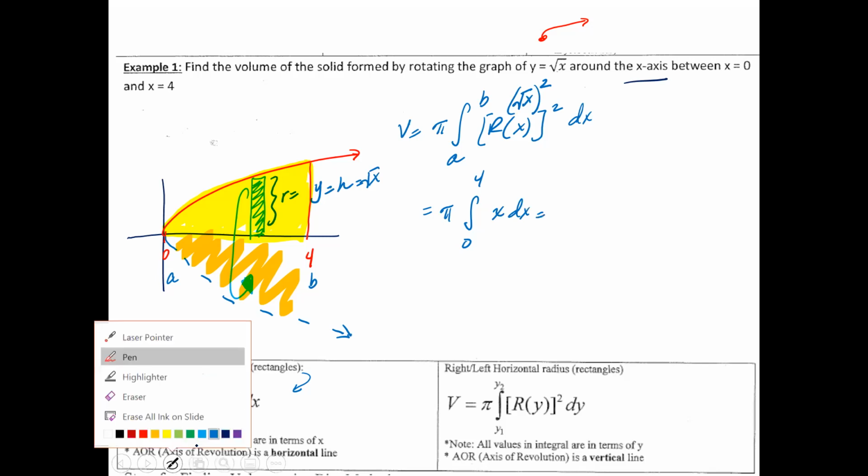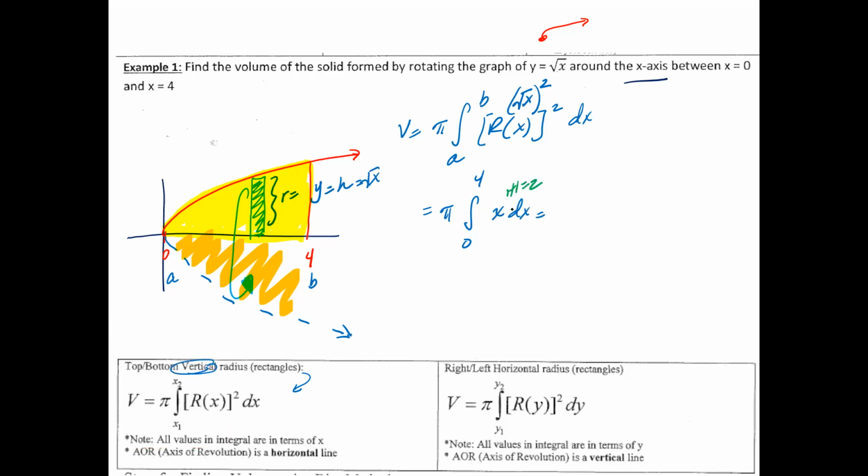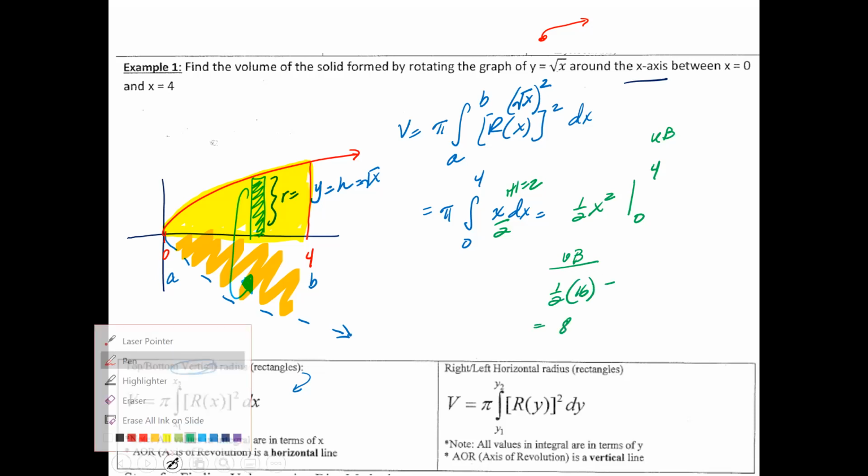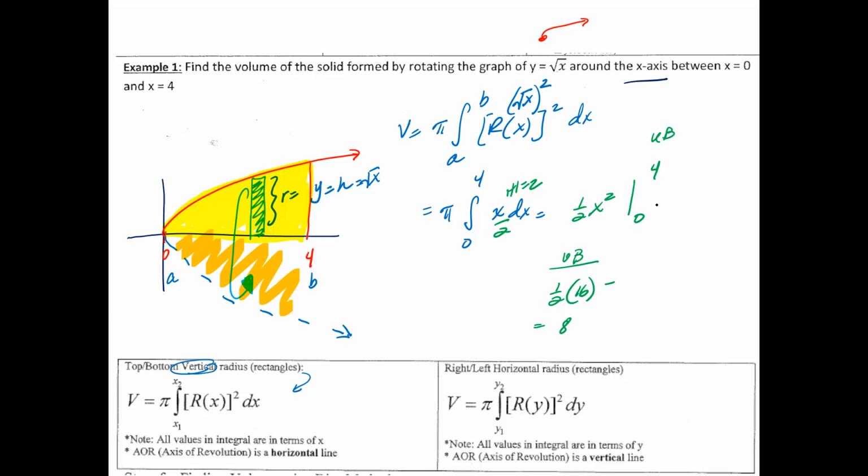Well, let's go ahead and integrate this thing. 1 plus 1 is a 2. Divided by the 2, I have 1 over 2 x squared. Evaluate that from 0 to 4. So then I'm going to plug in your upper bound. Your upper bound is going to be 1/2 times 4 squared, 4 times 4 is a 16. That's going to give you an 8. Minus, plug in your lower bound. Your lower bound is 0, so it's just 0. So 8 minus 0 is 8 unit cubed.